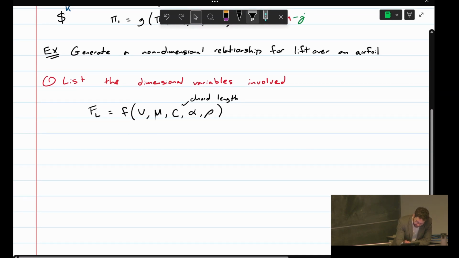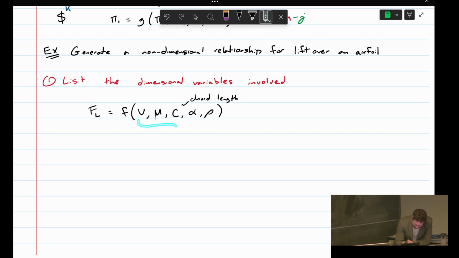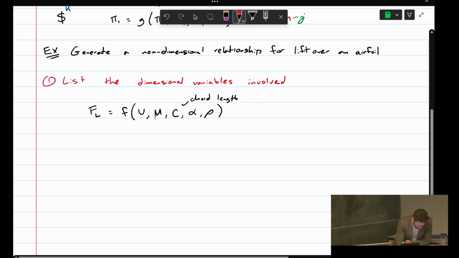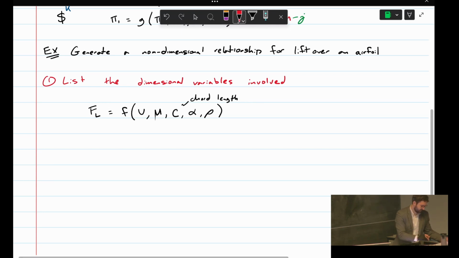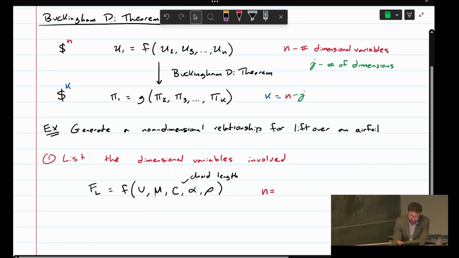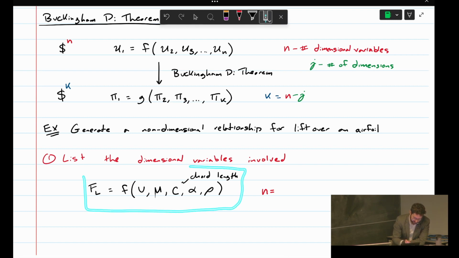Okay, so we have our performance parameter as a function of these variables. So in this case, we have n equals, someone have a guess of what n is here? So n is the number of dimensional variables. How many dimensional variables are in this relationship?